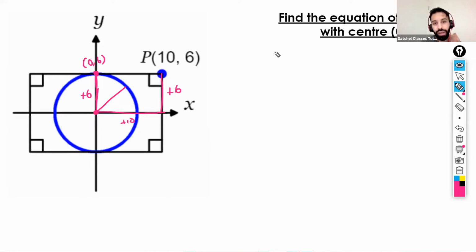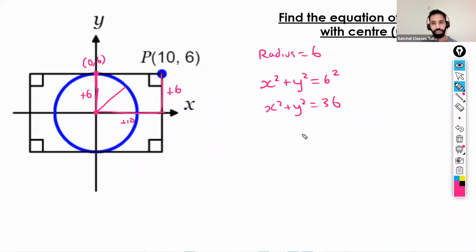So again, now that I know the radius is equal to 6, I can work out the equation of my circle, which is going to be x squared plus y squared is equal to the radius squared, so 6 squared, or we could have written it as x squared plus y squared is equal to 36. So both of these would be correct.